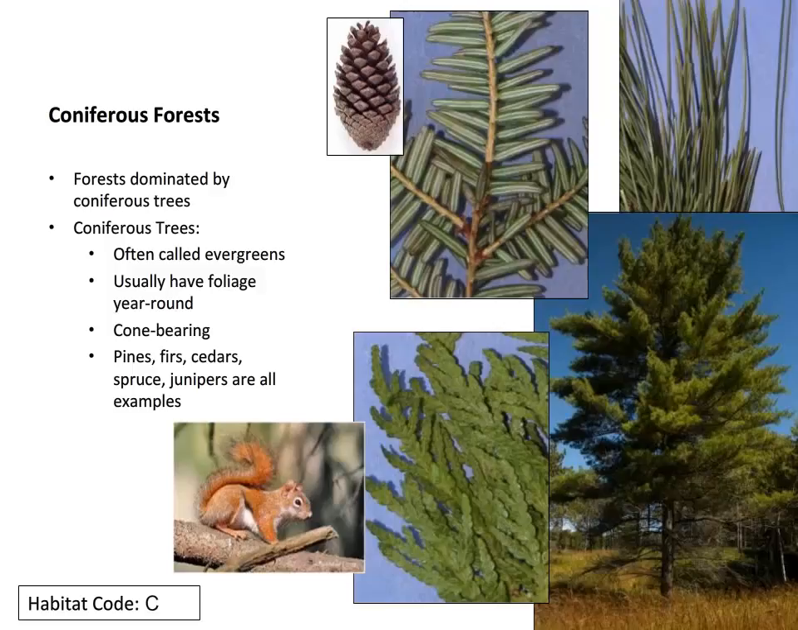Coniferous forests are forests dominated by coniferous trees. These are trees that retain their foliage year round, and because they retain their foliage year round, they're called evergreens because they're always green. They're typically cone bearing for seed dispersal, and examples are pines, firs, cedars, hemlocks, spruce, or junipers.